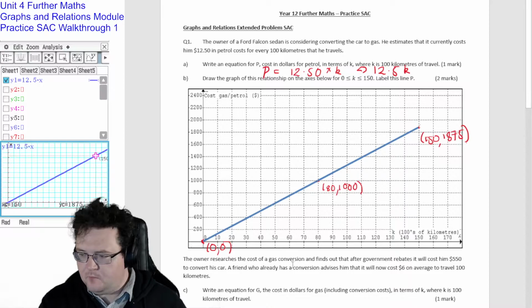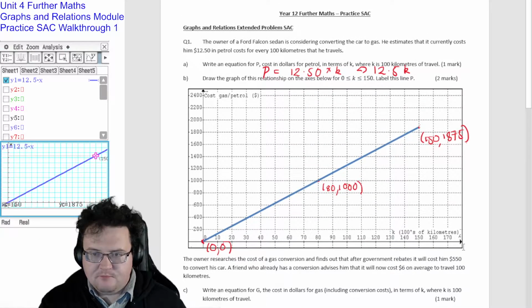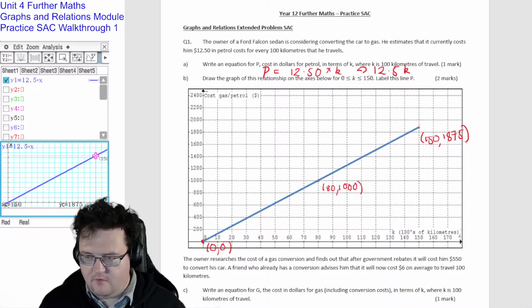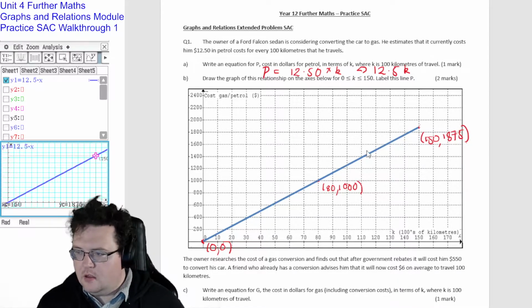All right. So with that graph done, we also forgot to label it, because it says here, label this line P. So that's what I'm going to do. Okay, label this line P.